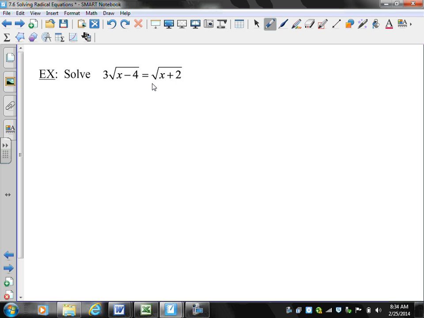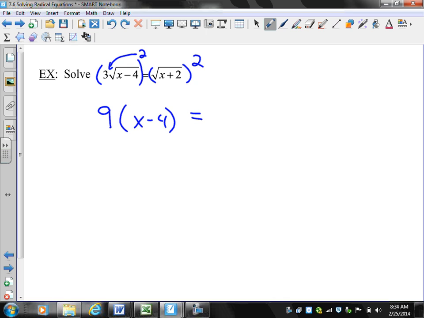And here's the thing you've got to look out for right off the bat. This 3 is also being squared. So I'm going to get 9 times x minus 4, right? When I square that square root of x minus 4, I just get back x minus 4. And again, that 3 also gets squared. So that's a little catch on this one. And that's going to equal, on the right side, x plus 2.